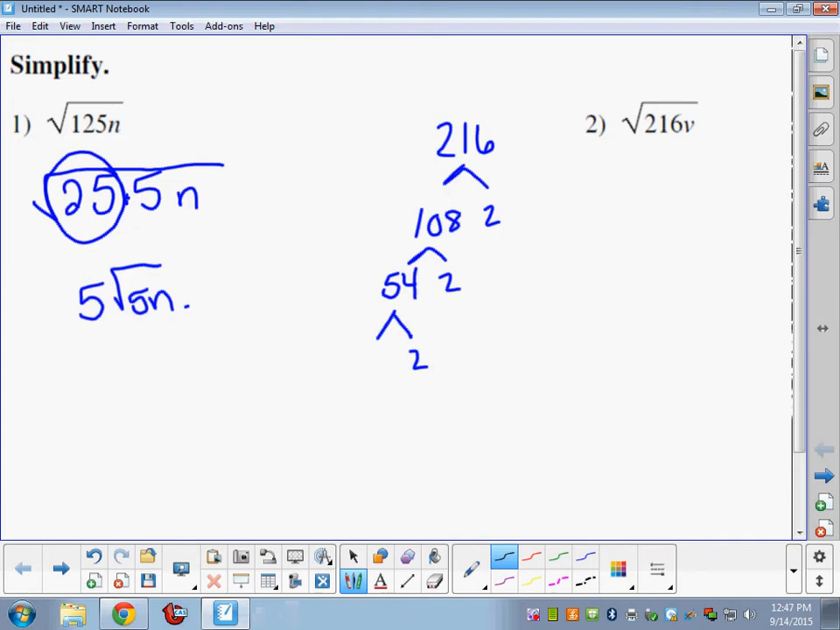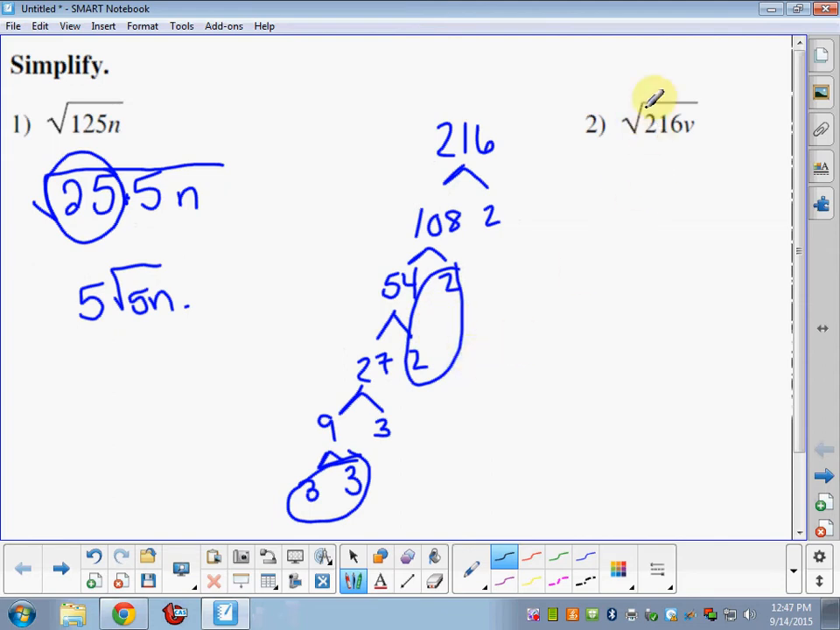54, I just got to double check myself so I don't tell you something wrong. 54 is 27 and 2. And now on 27, we have 9 and 3. And 9 breaks down into 3 and 3. So with a prime factorization, you're looking for pairs. What I mean by that is, see how we have 2 3's here, we have 2 2's here, those are pairs.